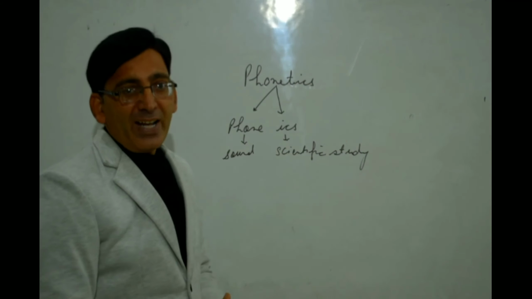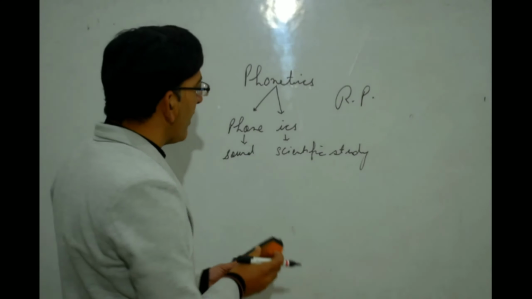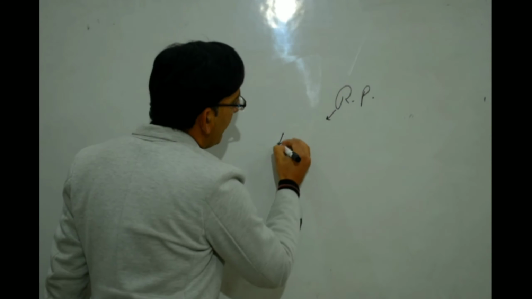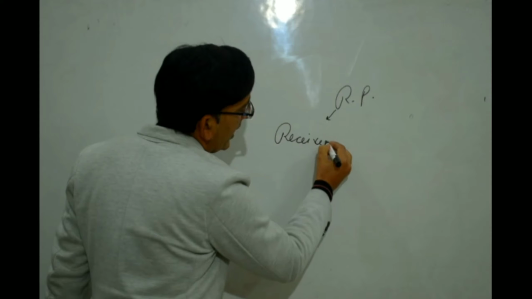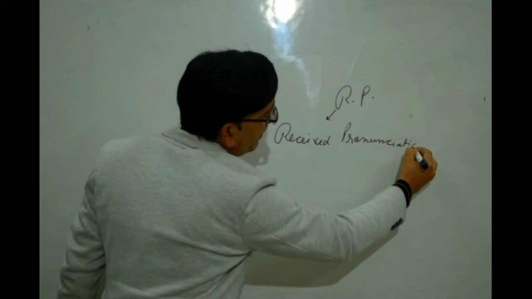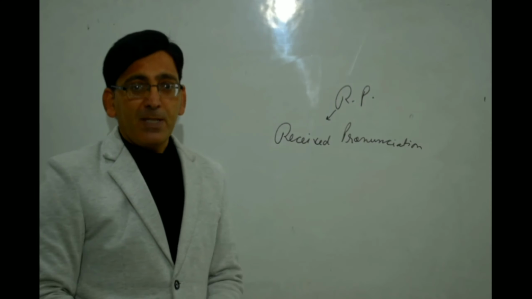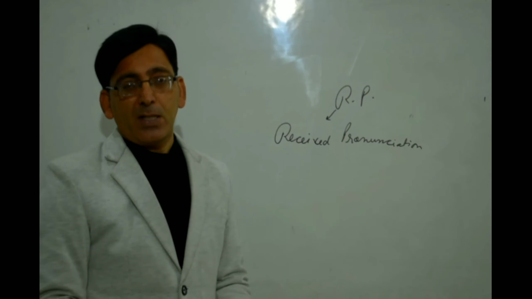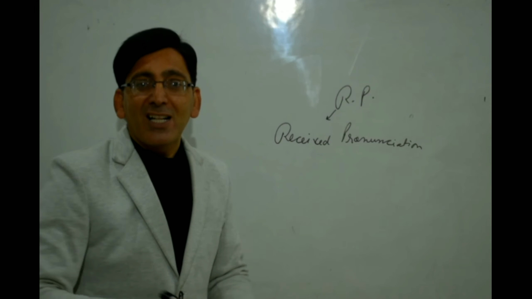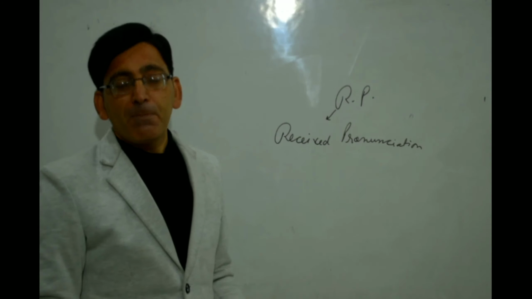Now in phonetics, we study RP. What's the meaning of RP? RP stands for received pronunciation. Now what is the meaning of received pronunciation? Here received means accepted, approved, meaning the pronunciation that is accepted all over the world. That type of pronunciation is called RP or received pronunciation.